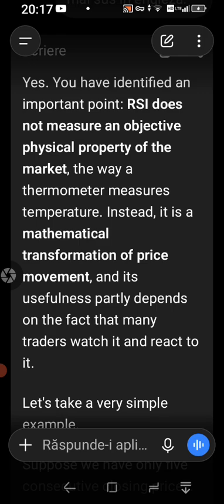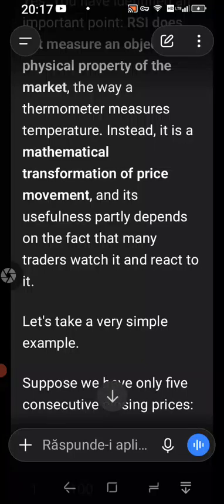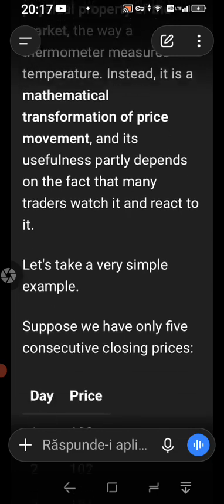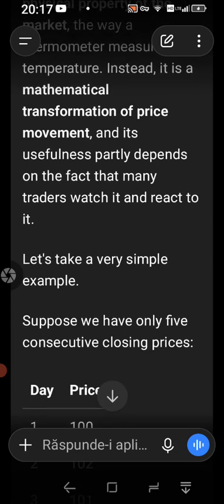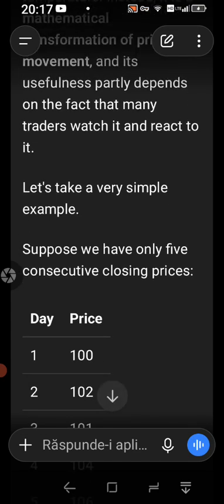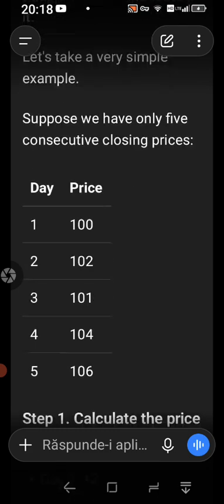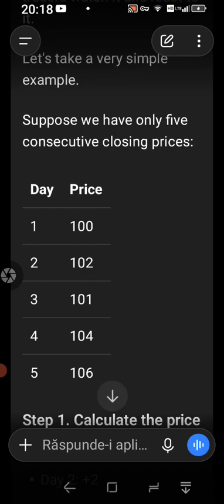Instead, it is a mathematical transformation of price movement, and its usefulness partly depends on the fact that many traders watch it and react to it. Let's take a very simple example. Suppose we have only 5 consecutive closing prices.